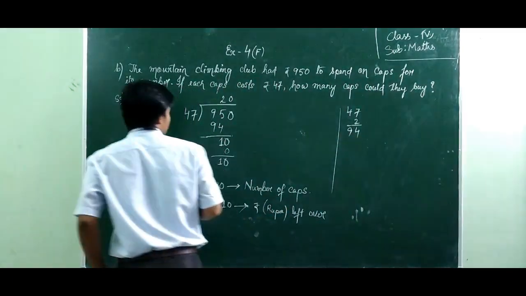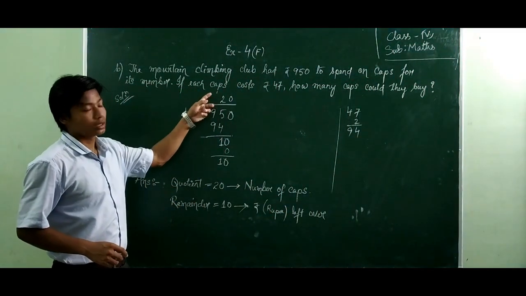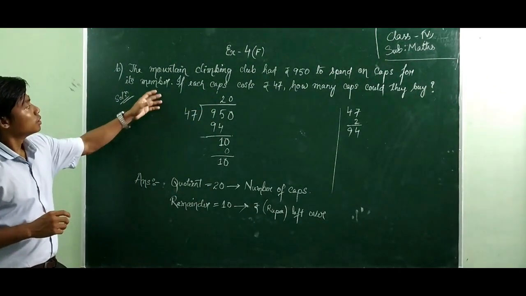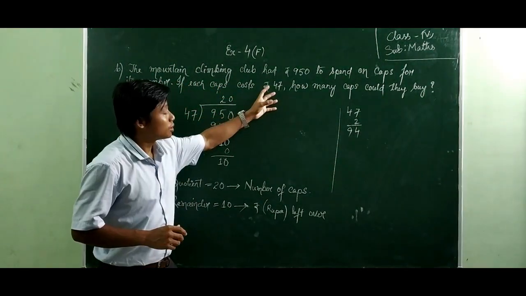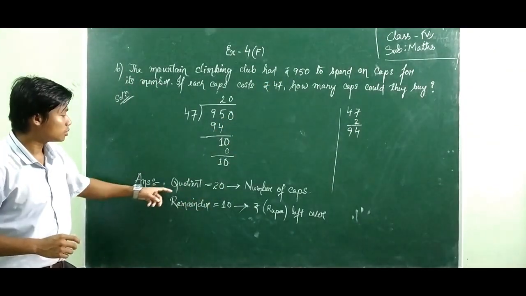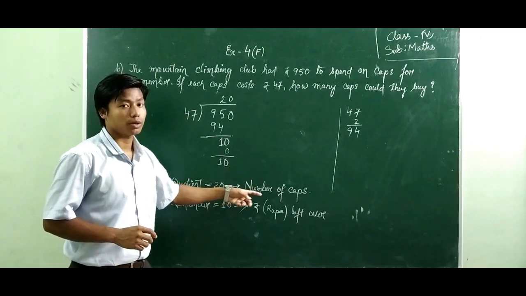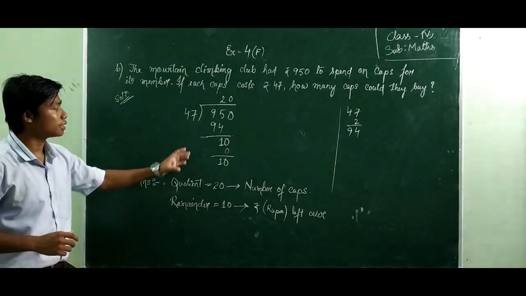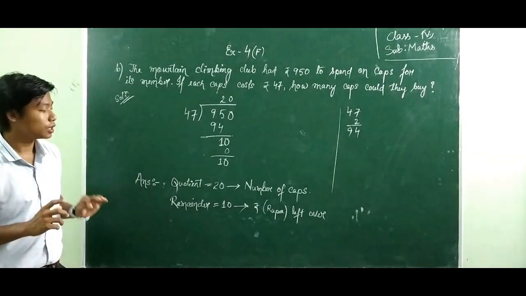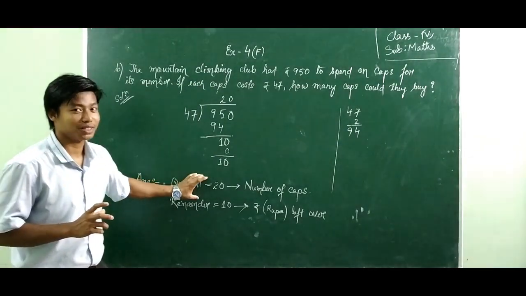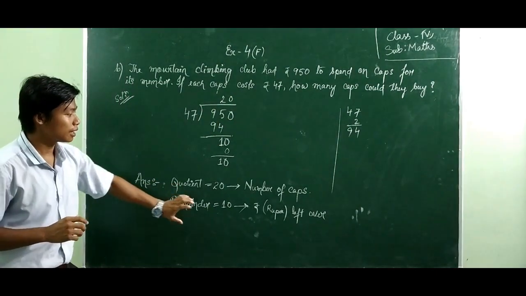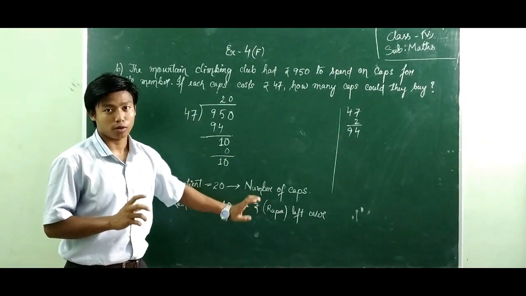So here you see the quotient. The quotient is the number of caps. So quotient 20 is the number of caps, and the remainder is the rupees that remain from 950. So we take the quotient as the number of caps and the remainder as the rupees that are left over.